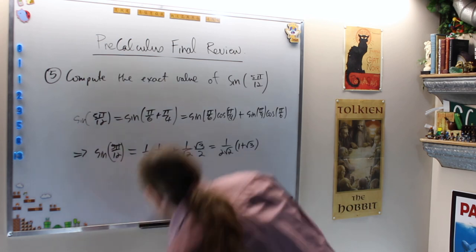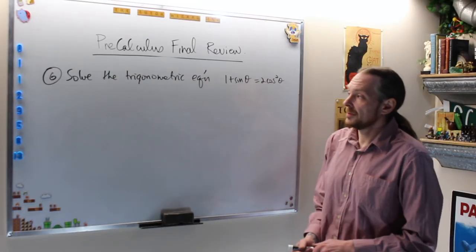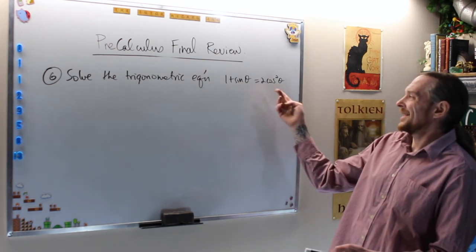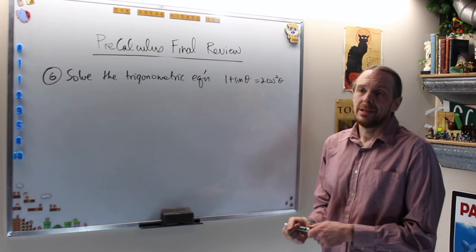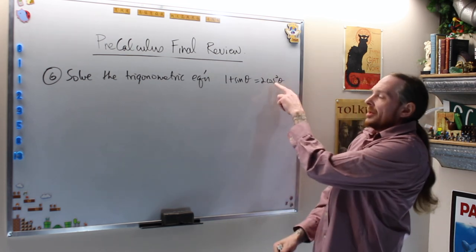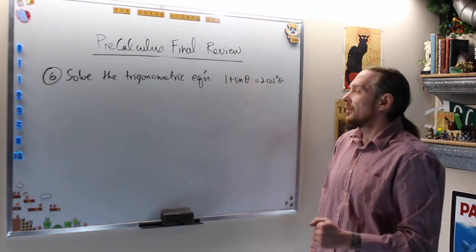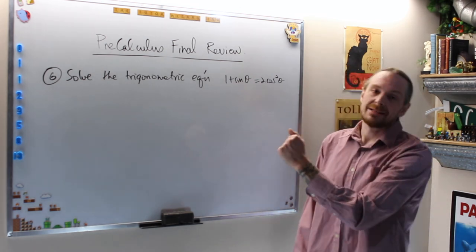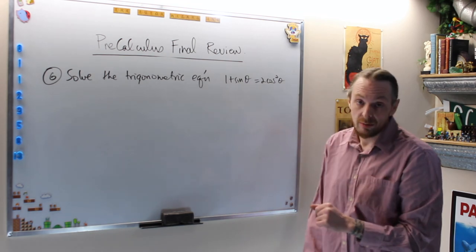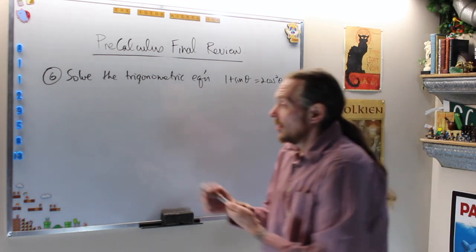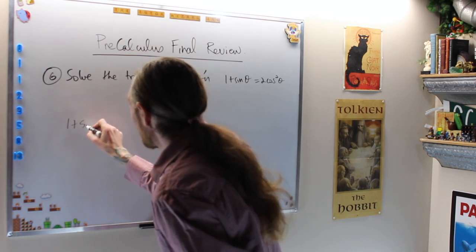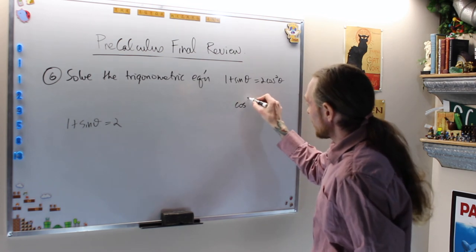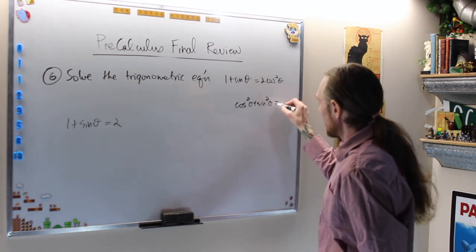Next. Okay, for number 6, what we're going to do is solve the trigonometric equation 1 plus sine theta equals 2 cos squared theta. This one I like because we're going to turn cos squared theta into sines, and then we'll have a quadratic in sine, essentially, temporarily, to solve the quadratic equation. Let's do that. What I see is I have 1 plus sine theta equals 2 cos squared theta, and I immediately know that cos squared theta plus sine squared theta equals 1.